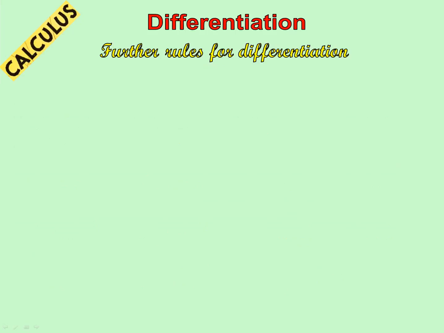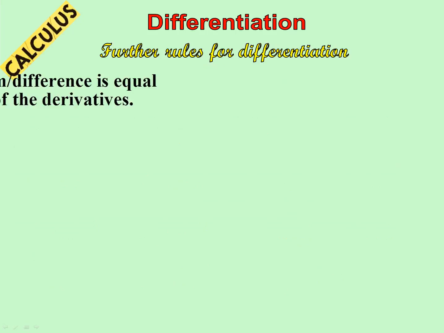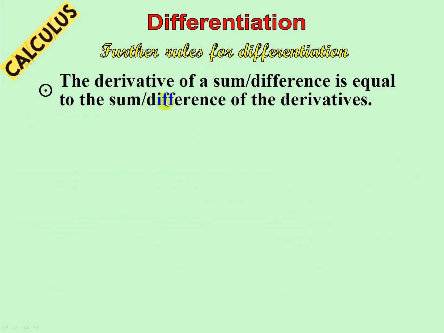Further rules. The derivative of a sum is equal to the sum of the derivatives. The derivative of a difference is equal to the difference of the derivatives. There's a sum. Now, if we're going to differentiate that, we can differentiate each term. Notice if this is multiplying, we can't, but we're going to come on to that. But we can if they're adding.